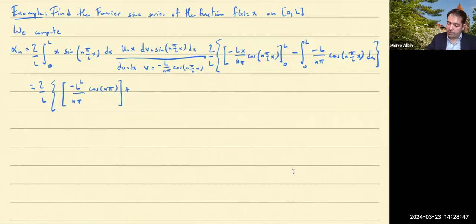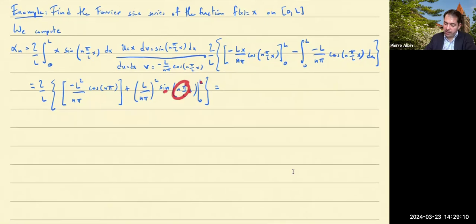Well, let's just go ahead and integrate that. So that would be L over n pi squared times sine of n pi over L x. And I need to evaluate that between 0 and L. Okay, so when I put x equal to L, I end up with sine of n pi, which is 0. When I evaluate at 0, I get sine of 0, and that's 0. So this term is just always 0. So only this first term survives. So I end up with minus 2L over n pi times cosine of n pi.